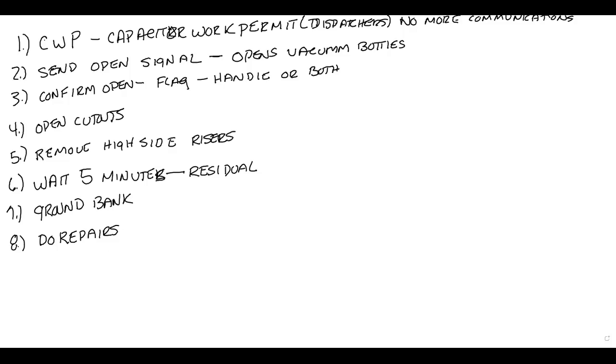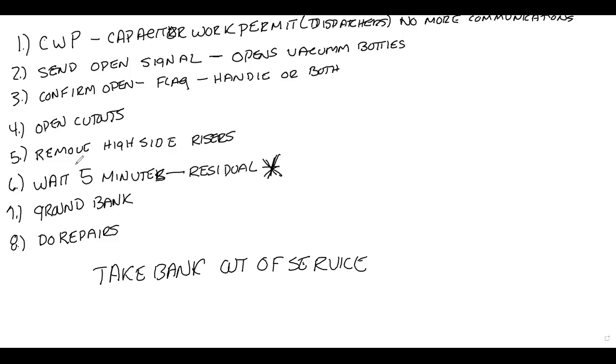So that is how to take a bank out of service. Vitally important is that 5 minute wait. A lot of guys will remove the high side risers, which is going to take a little time, and then go to ground the bank right away. You might get a good arc if you do that, if you don't wait that amount of time.